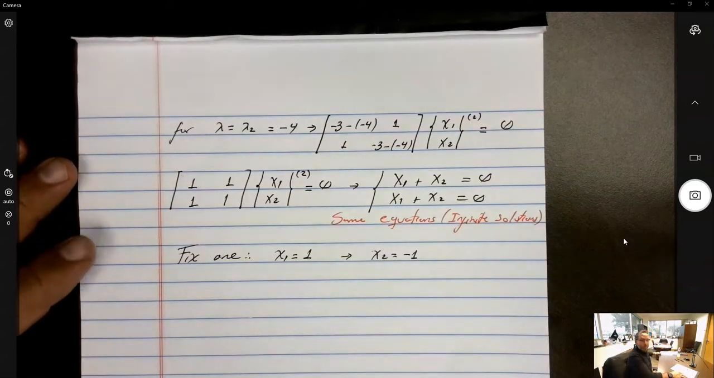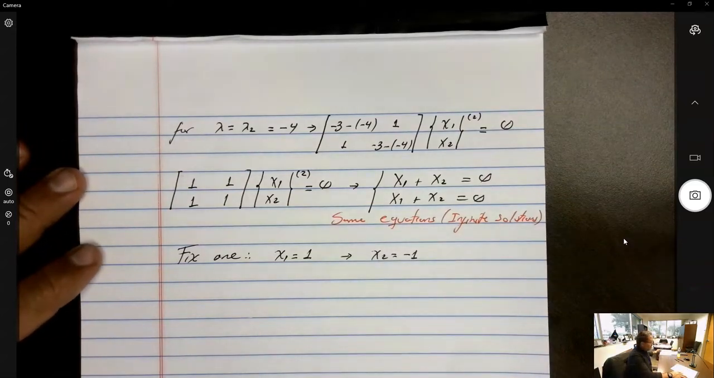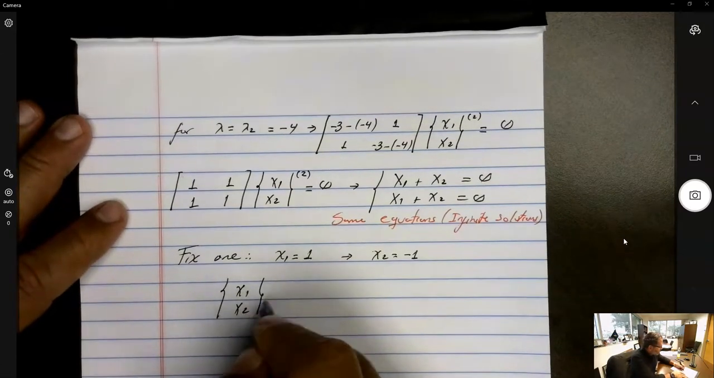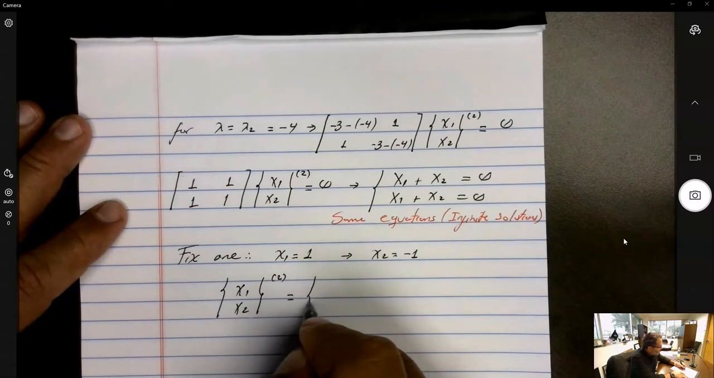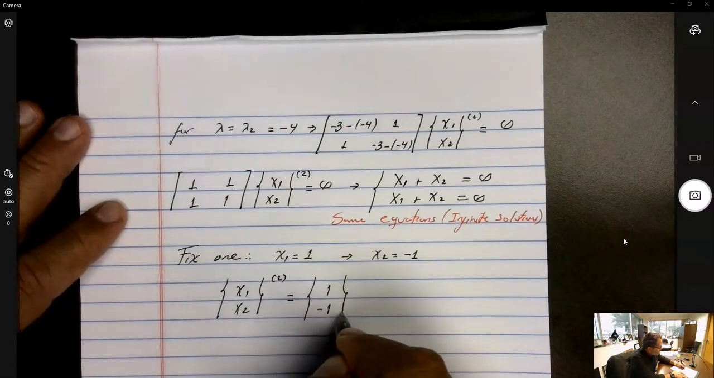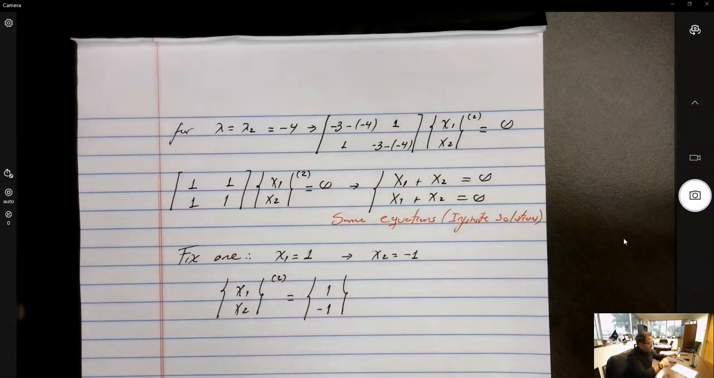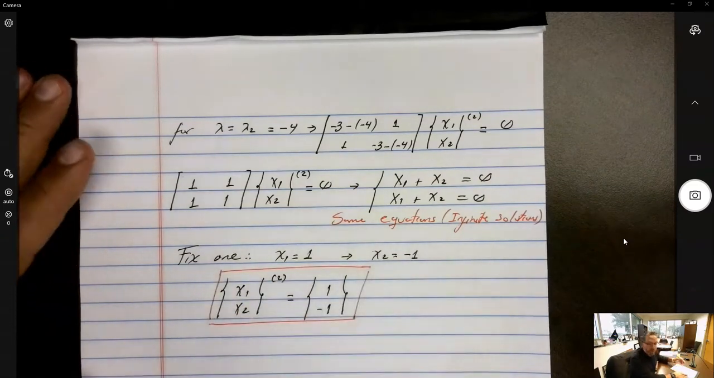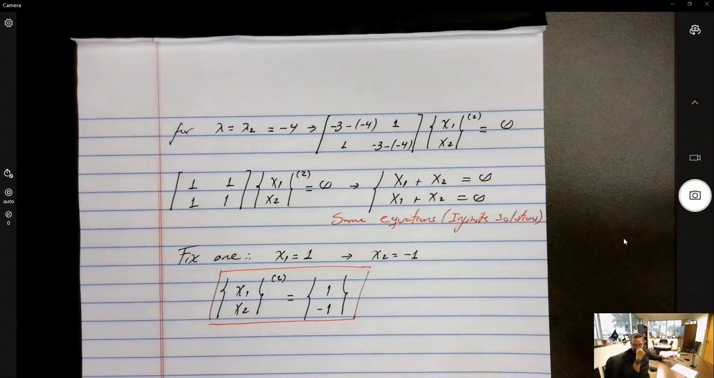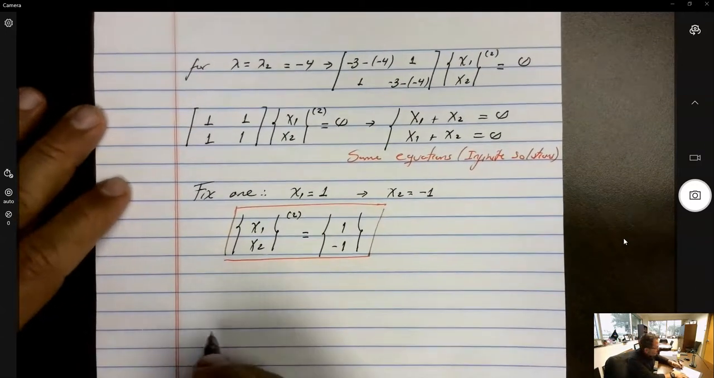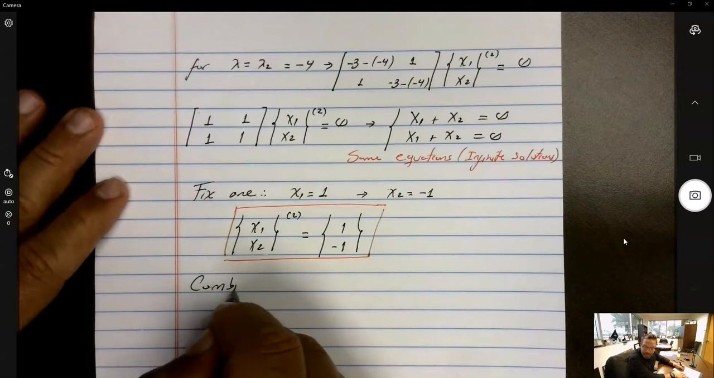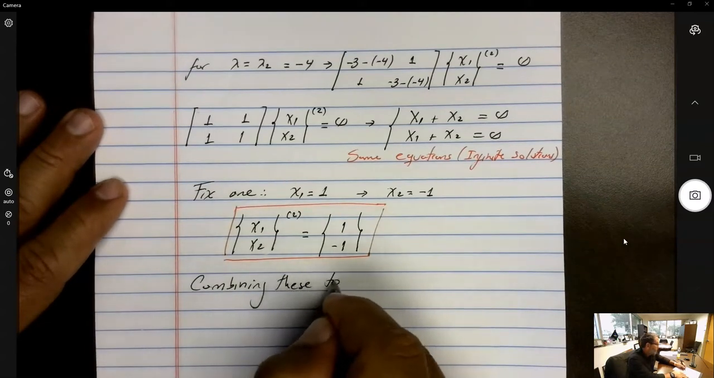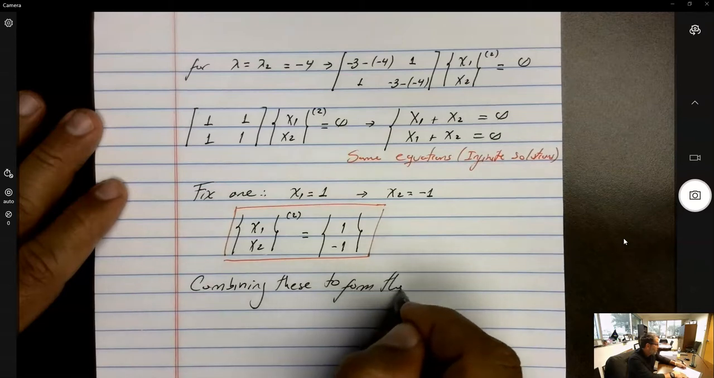So basically, the eigenvector [x1, x2], number 2, is equal to [1, minus 1]. So we found the 2 eigenvectors corresponding to the 2 eigenvalues. So now we can say, combining these to form the general solution.